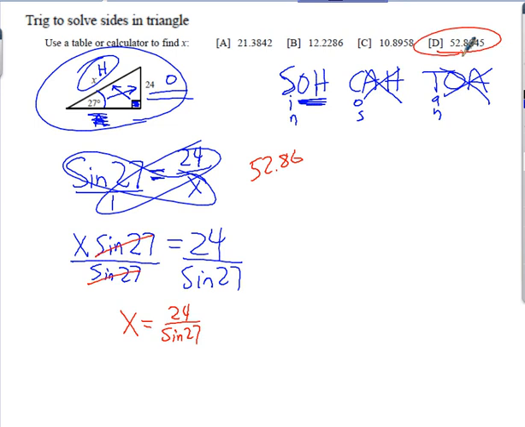All right, not too bad. So that time we used sine. If they gave me different sides, I might use cosine or tangent. Let's see what the next one brings us.